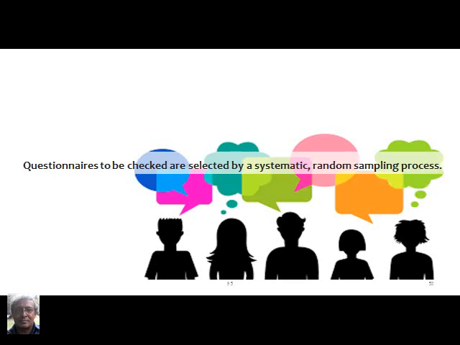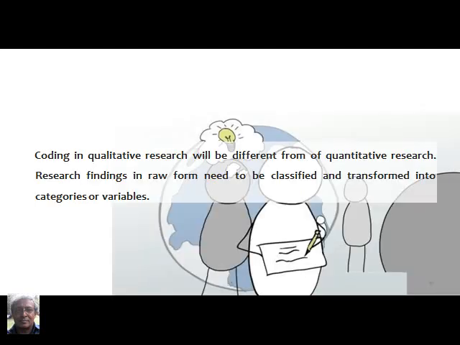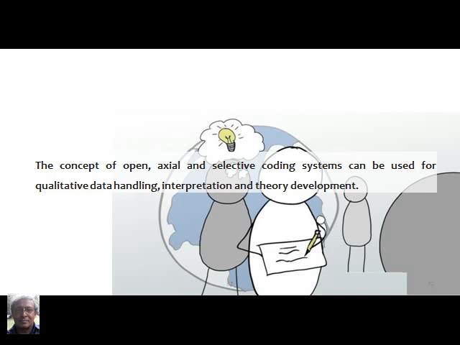Questionnaires to be checked are selected by a systematic, random sampling process. Coding in qualitative research will be different from that of quantitative research. Research findings in raw form need to be classified and transformed into categories or variables. Raw data in qualitative research could hardly be associated with numbers. Thus, a researcher cannot assign numbers to the data. The concept of open, axial and selective coding systems can be used for qualitative data handling, interpretation and theory development.